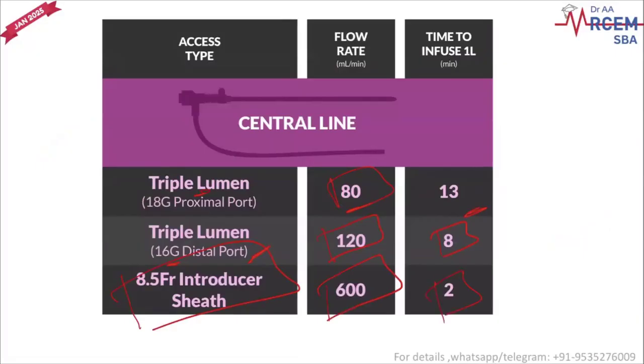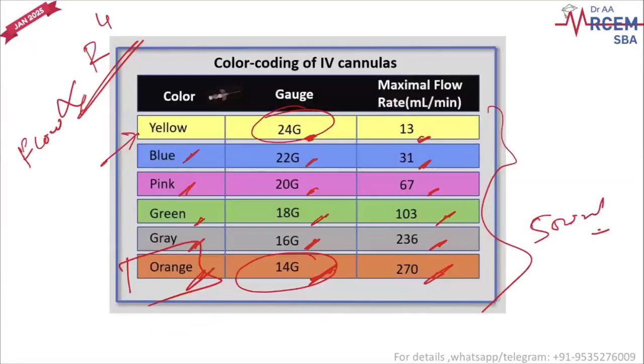Even in a central line with a triple lumen, placing it requires 13 minutes. In an emergency situation, you can just place an orange or a gray one, which will be as useful as a central line itself. That's the advantage of slightly increasing the diameter of an IV cannula.